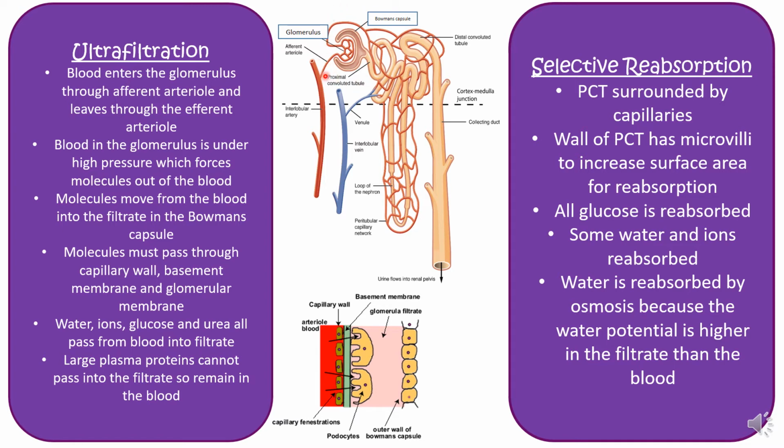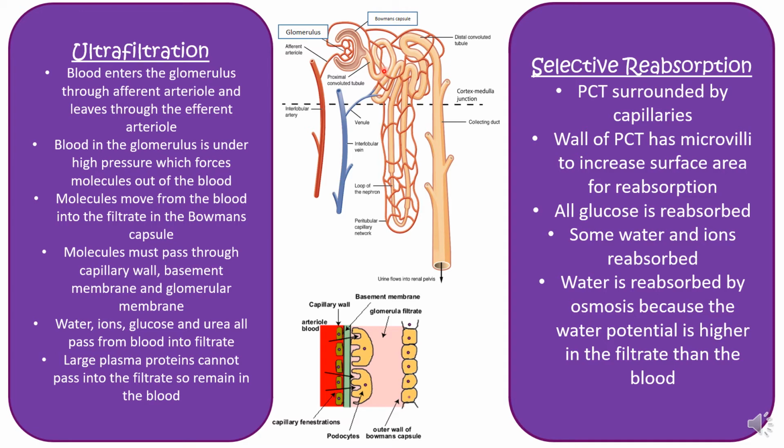We've then got selective reabsorption, which starts within the proximal convoluted tubule, and the clue is in the name. So it's reabsorption of some of these molecules that made it into the filtrate. So some of them are going to be reabsorbed. You can see that the proximal convoluted tubule is surrounded by a network of capillaries.